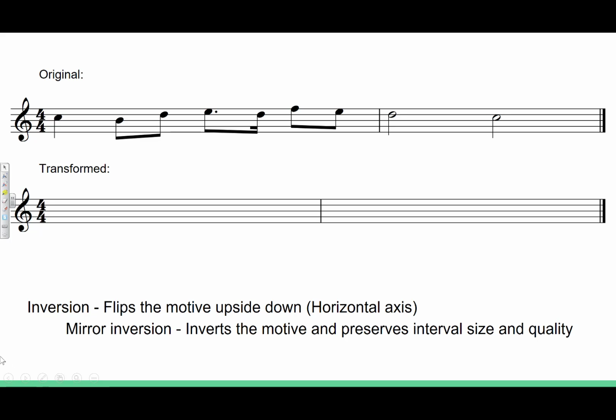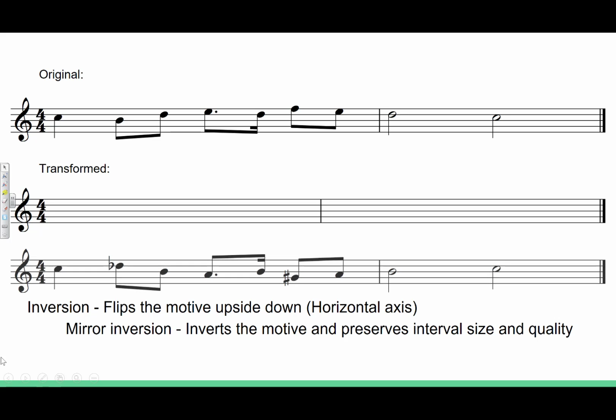Here we have the original melody again. Now we're going to see an example of what we call mirror inversion. Mirror inversion inverts the motive and preserves the interval size and the quality. So here is what this would look like. And we will listen to the original melody followed by the mirror inversion.